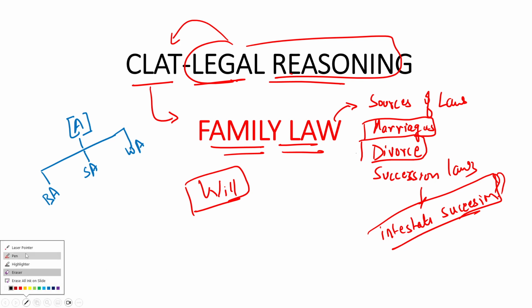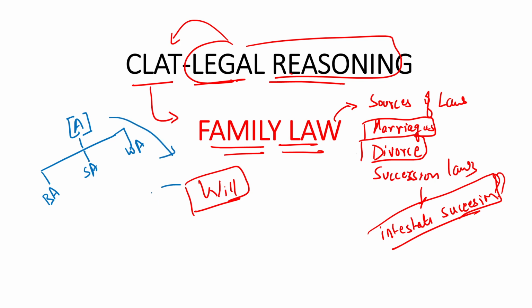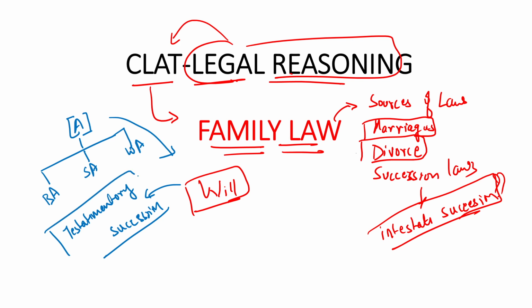But if the person is able to make a will, then that type of succession is known as testamentary succession. So why are we studying it again? Let's try to summarize why it is important to understand what type of succession is known as intestate succession and what type is testamentary succession. A simple difference is, when you have the will, it is known as testamentary succession. When you don't have the will, it is known as intestate succession.